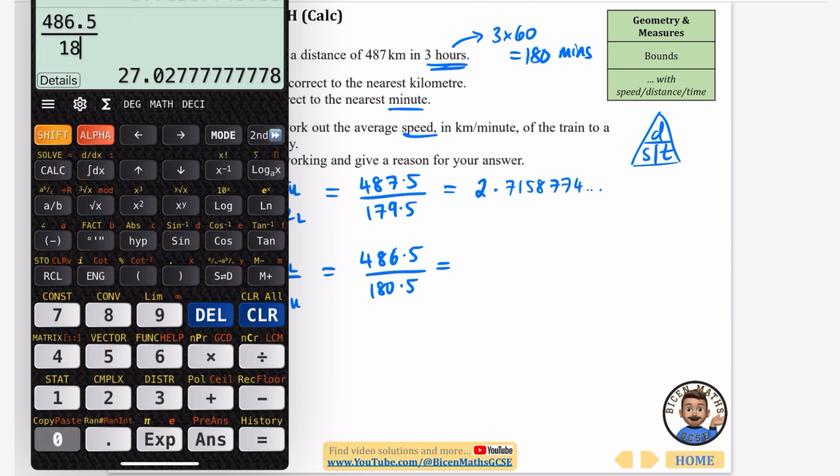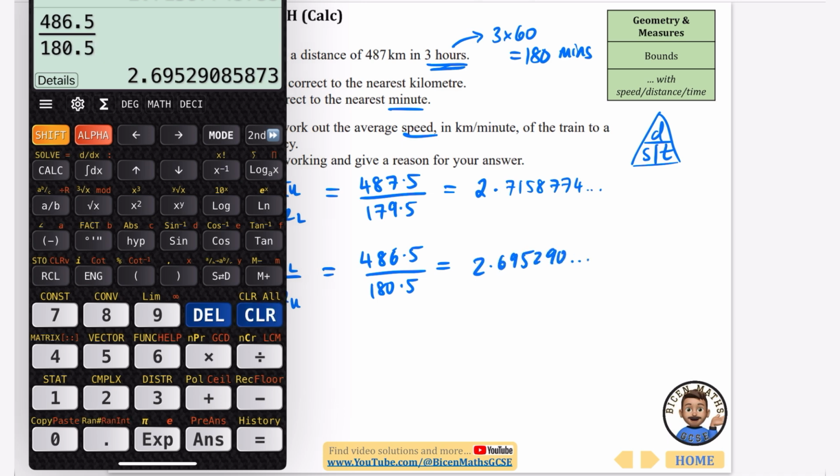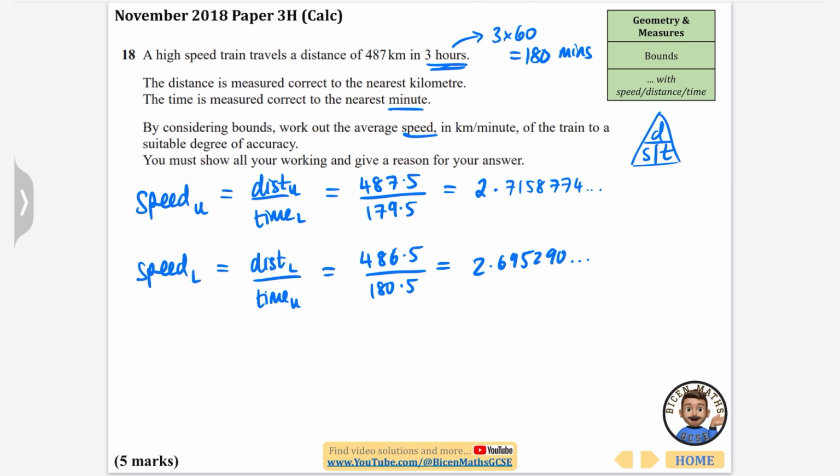486.5 over 180.5, and we get 2.695290... So what do they both round to? I would say to two significant figures or to one decimal place, they both round to 2.7. So I'm going to say that the speed is equal to 2.7 kilometres per minute.